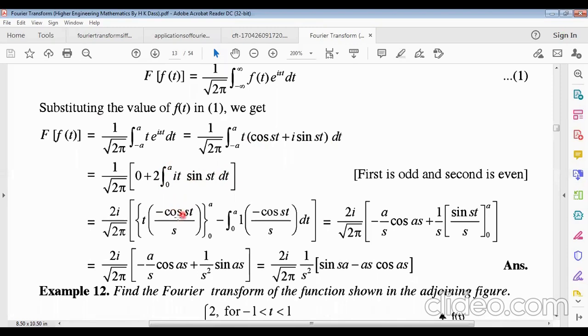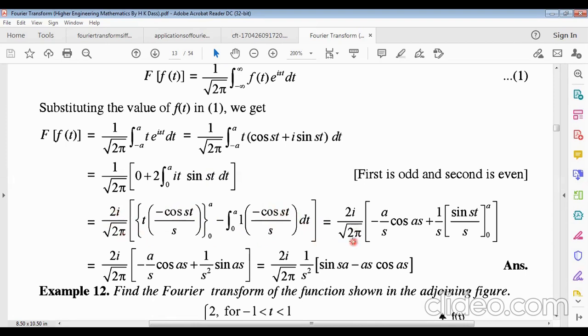Integrating by the UV formula, t into the integral of sine, minus the differentiation of u, that means the differentiation of t, which is 1, and again the integration of this is minus cos. So minus the integration of minus cos st ds.